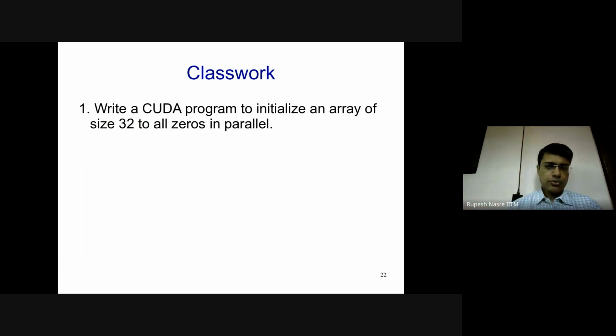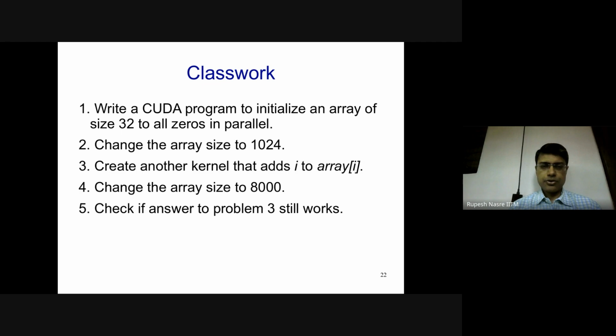So let's say that you try to write this program. You don't have to write it right now, but you can as well write it. Let's say we write a CUDA program to initialize an array of size 32 to all zeros in parallel. This code is going to look very similar to our squaring program, where I launch it with 1,32 as the launch configuration. Then in the kernel, I use threadIdx.x to initialize it to 0: a[threadIdx.x] = 0.